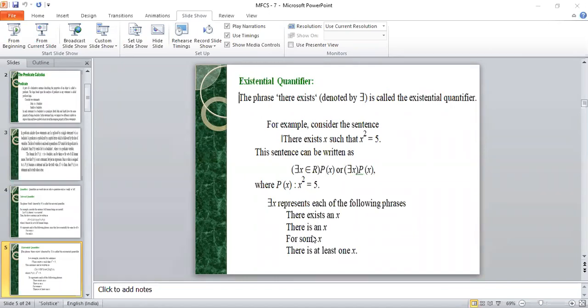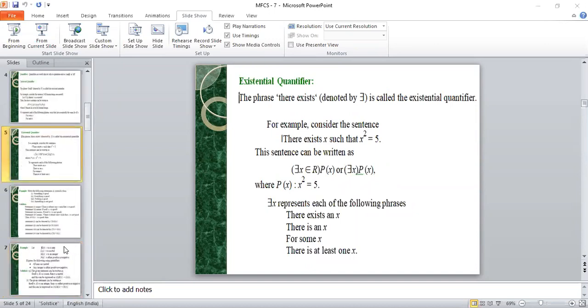So in the universal quantifier, the words are for all, for everything. These phrases are for the universal quantifier. And for some, there exist, there is at least one: these phrases are for the existential quantifier. The existential quantifier is denoted by the symbol ∃, the 'there exist' symbol, and the universal quantifier by for all.